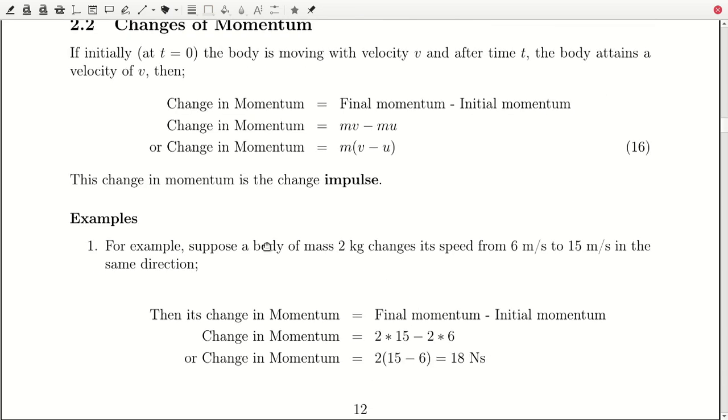So next we look at change in momentum. Change in momentum is just simply subtracting the final momentum minus the initial momentum, or the initial momentum minus the final momentum. It's just a change irrespective of the direction.